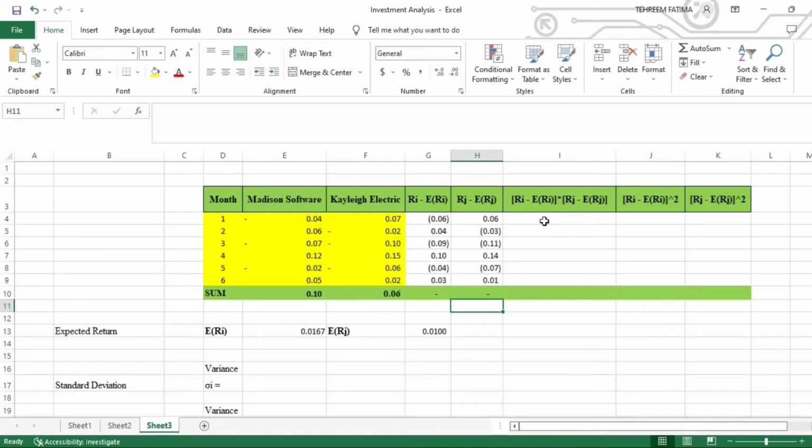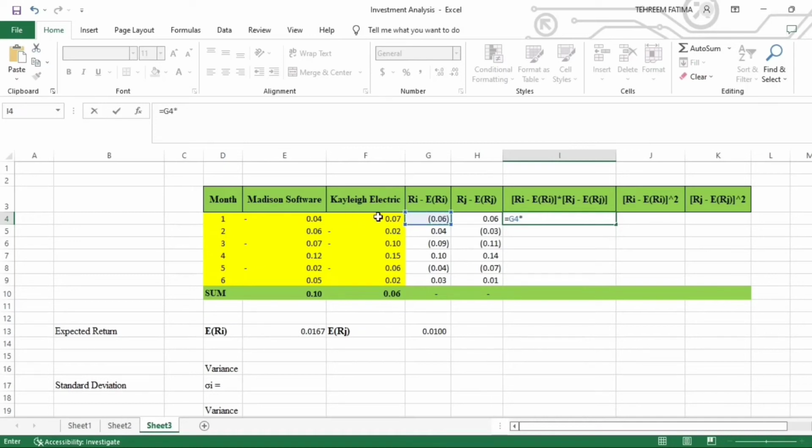Now, for the calculations of the covariances, I'm going to multiply the rate of returns minus expected rate of returns for all the companies: equals actual rate minus expected rate returns for Madison Software multiplied by Kayleigh Electric, enter. Now click on the bottom right handle over here, drag the cursor all the way down.